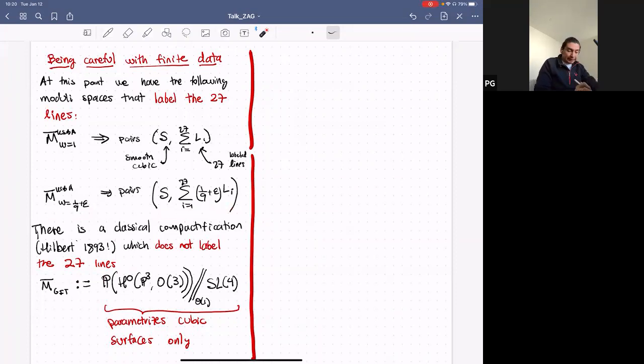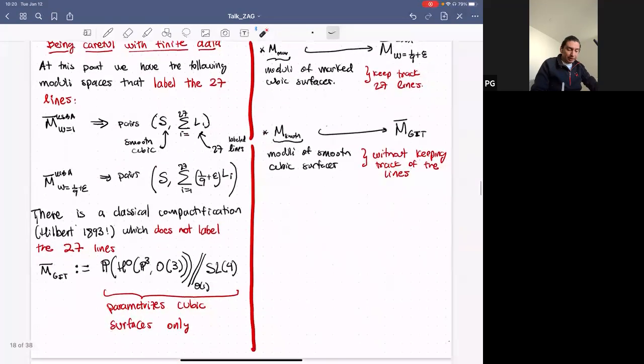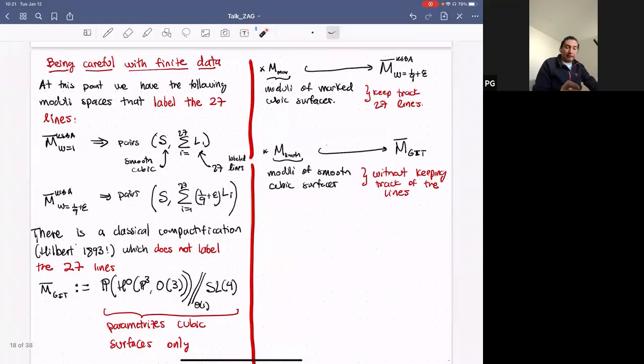However, there is this classical compactification from Mumford from 1983, and he doesn't label the lines. It's the GIT of cubic surfaces, and you only see the cubic surface and only care about them. So you wonder what is the relationship between these two points of view? And that's actually important for our proof. The first thing I want to say is that, in the literature, you say that the cubic surfaces are marked if you're keeping track of the 27 lines. And then you have the one without keeping track of them, just the cubic surfaces.